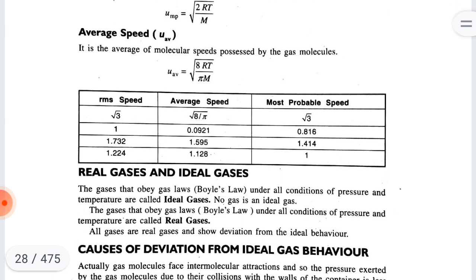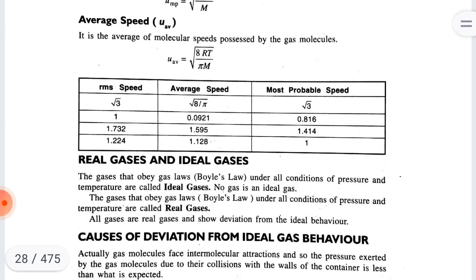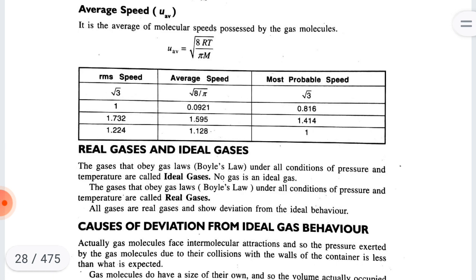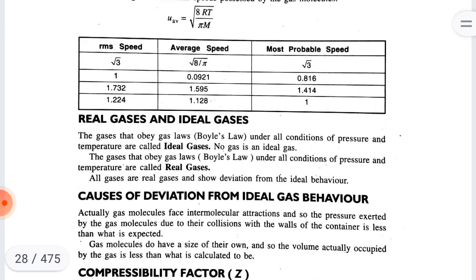Average speed, U_AV, is the average of the molecular speeds possessed by the gas molecules. U_AV is equal to square root of 8RT upon pi M. Ratio of speeds: RMS speed is square root 3, average speed is square root 8 upon pi, most probable speed is square root 2.